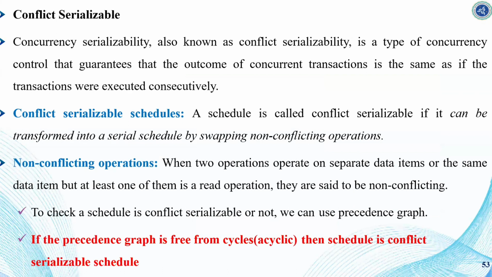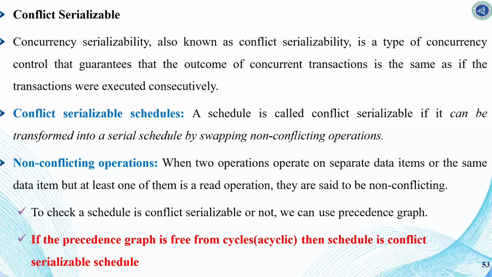So conflict equivalence, that we have just discussed, is conflict serializable. That is conflict serializable. Concurrency means you are accessing different transactions at the same time. Conflict serializability is a type of concurrency control that guarantees the outcome of the concurrent transactions will be the same as that of the transactions that are executed consecutively.